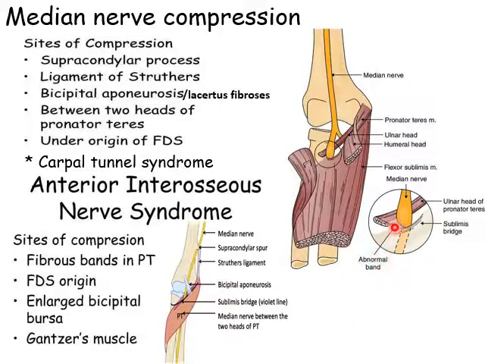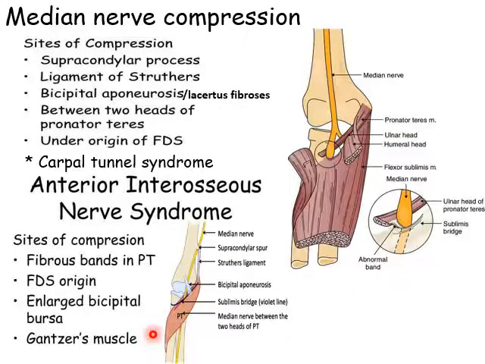And the flexor digitorum superficialis origin, where the aponeurotic edge can compress the median nerve, and an enlarged bicipital bursa. The tendon of biceps inserts onto the radial tuberosity. There is a bursa intervening between the biceps tendon and the radial tuberosity. So that bursa can get inflamed, compressing the anterior interosseous nerve.